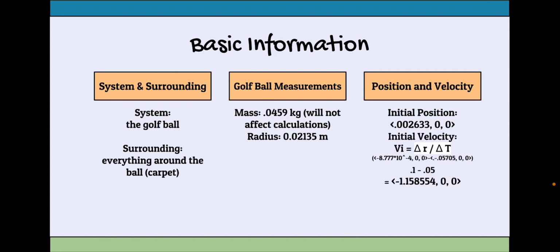For golf ball measurements, the mass is equal to 0.059 kilograms, and this will actually not affect the calculations because the mass ends up getting canceled out in the formulas. But the radius is 0.02135 meters. The initial position is written here, which I collected from using Tracker, and the initial velocity is also right below. And the equation that I use for the initial velocity equals the change in the position over the change in time.